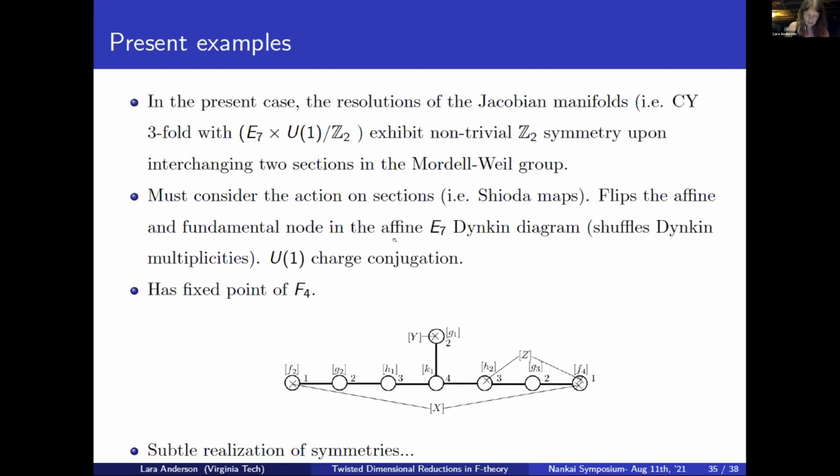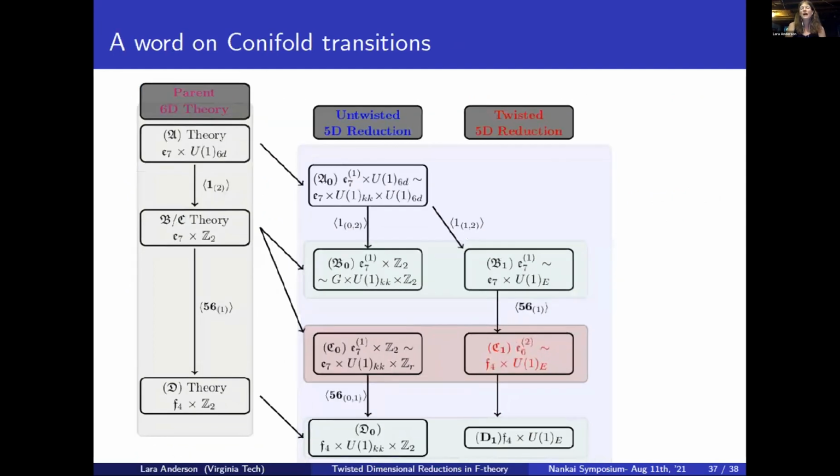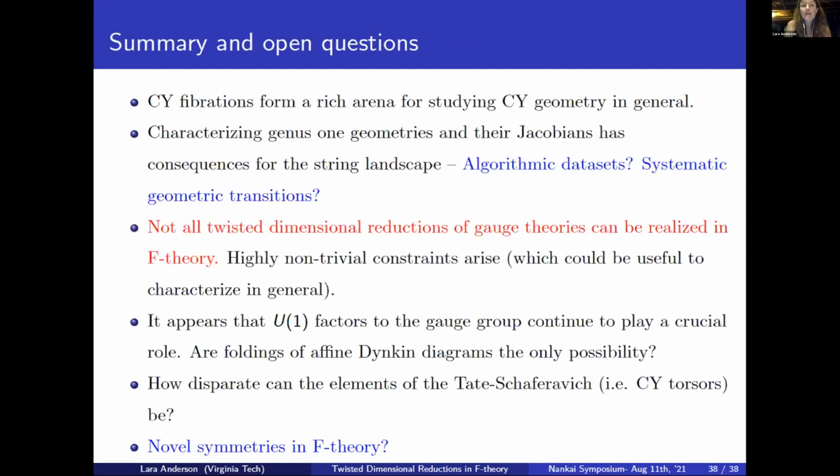I know that I am out of time, so let me jump to the punchline. I'll skip this. What have I tried to highlight today? I've tried to highlight that Calabi-Yau fibrations form a rich arena for studying Calabi-Yau geometry in general. That if you want to describe the most general genus 1 fiber geometries, you cannot rely solely on elliptic fibrations and Weierstrass models. You have to understand how their Jacobians can be systematically constructed and how different those can be from the genus 1 geometries.